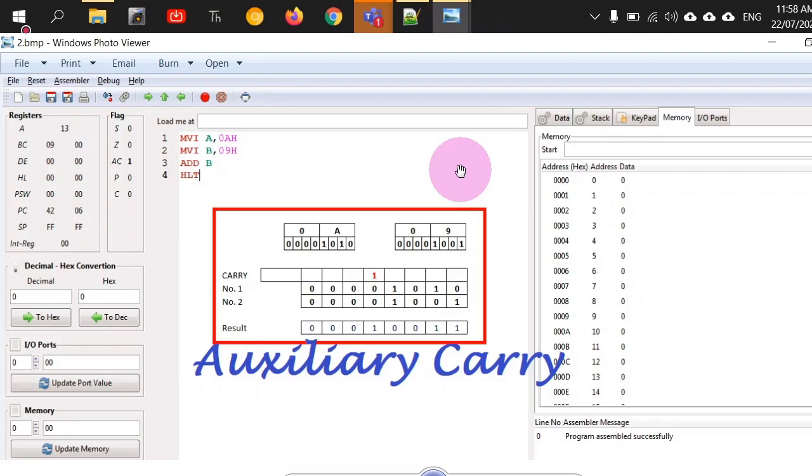Yes, sir. So it's a very trivial thing. It's just a piece of information that I have conveyed to you, but we will be using it in future to build up some big programs. So this is about auxiliary carry, right?